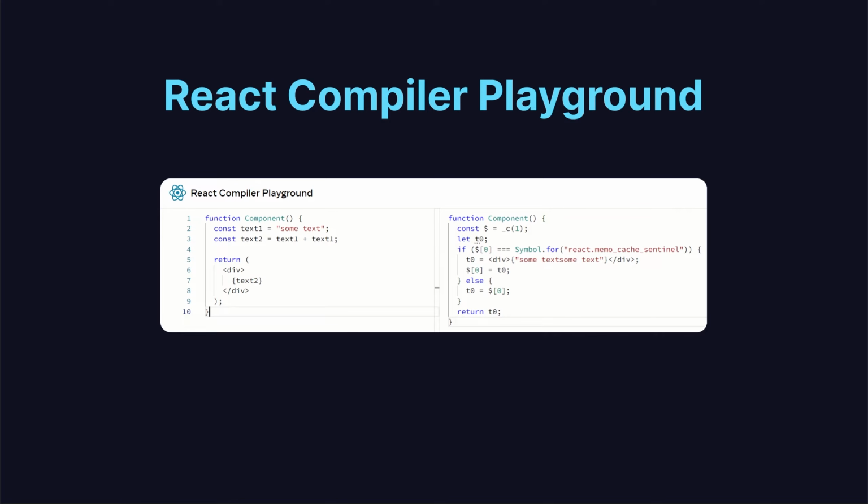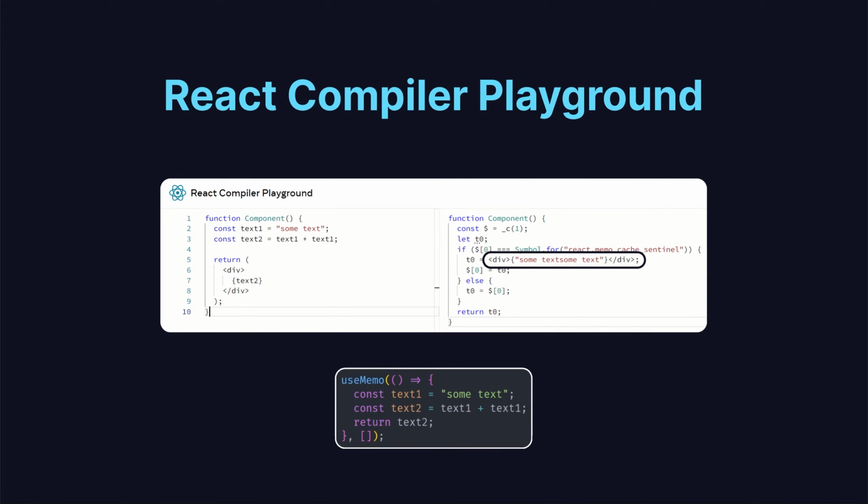Consider this example. We have a text variable and create another one that just duplicates it. If we look at the output, we can see the compiler put the result directly into our JSX. And this is quite interesting. With useMemo, this would never happen, as useMemo would call a function that would concatenate the strings, and it would call that function at least once.